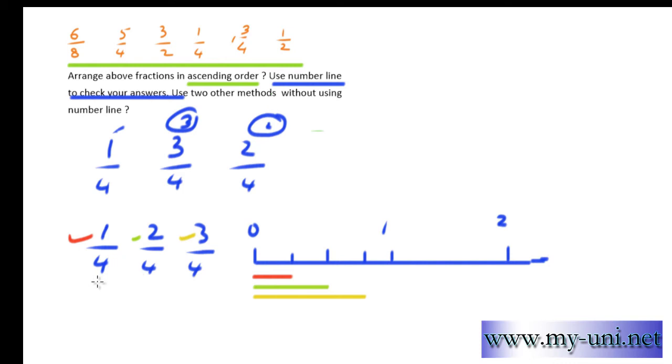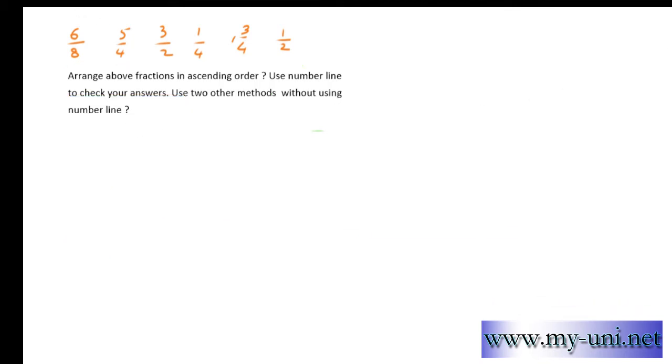And so our answer is right. We have arranged these fractions in ascending order. If we were to arrange them in descending order, of course 3 over 4 would be the first one, 2 over 4 will still remain in the middle, and 1 over 4 will be the last one. Alright, now that was the solution if you had denominators that were exactly the same.